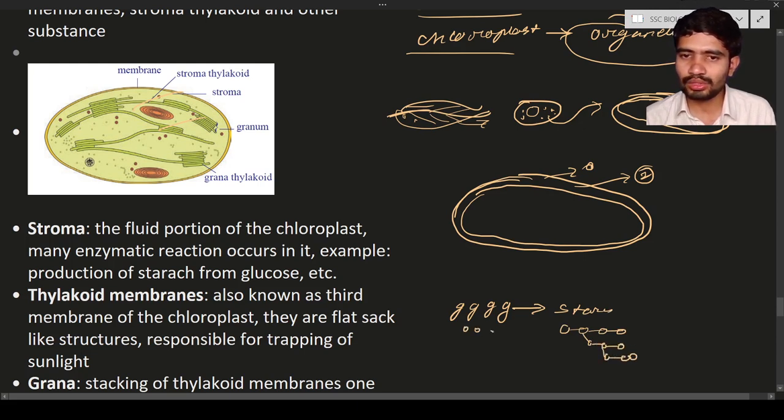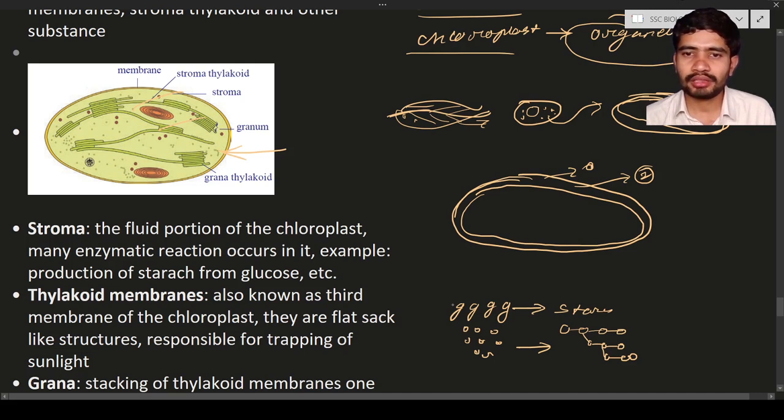Can you see here, individual glucose molecules turn into a complex sugar. Simple sugars are converting into complex sugars. That is known as an enzymatic function. This is one type of enzymatic function; there are different types of enzymatic functions. Here the enzymatic functions occur in the stroma. So this is about stroma.